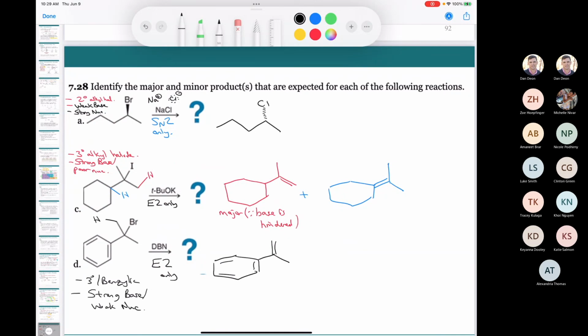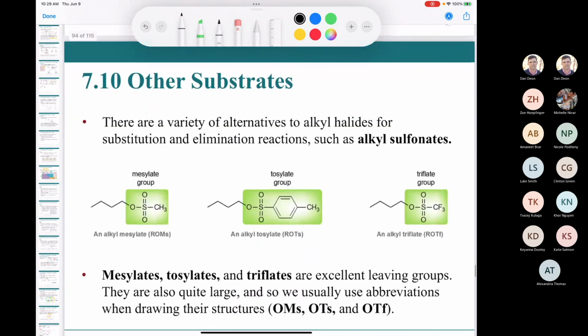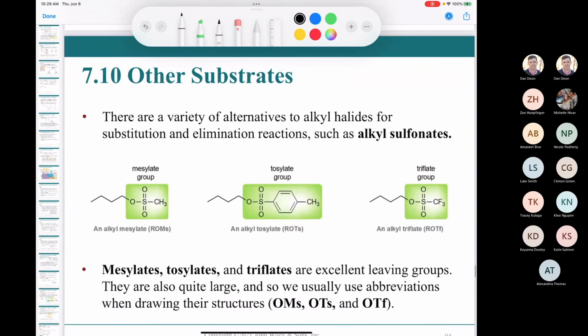Okay, there we go. Why don't we take another short break, and then we're going to come back and tackle section 7.10, which deals with other substrates. So we're not always going to be looking at alkyl halides. Sometimes we look at alkyl sulfonates, and a sulfonate is a good leaving group. And if you're wondering, why do I have to learn another leaving group? There's a good reason for that, and we'll get into that once we discuss this.